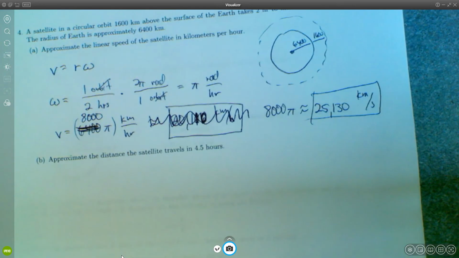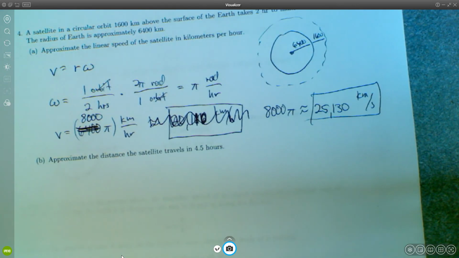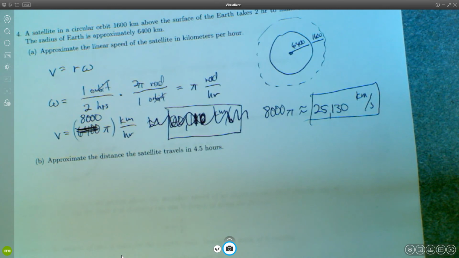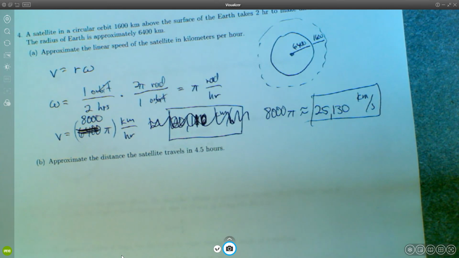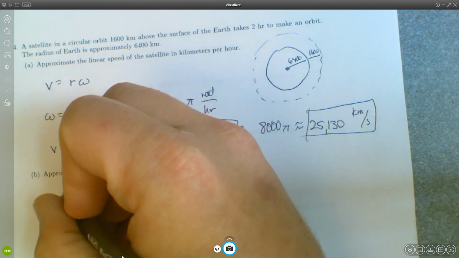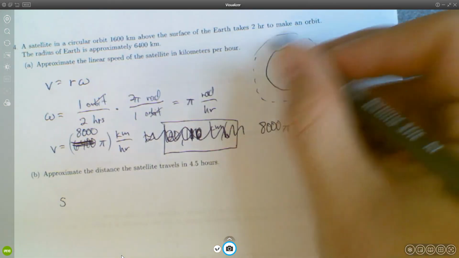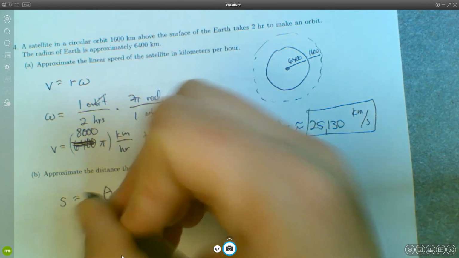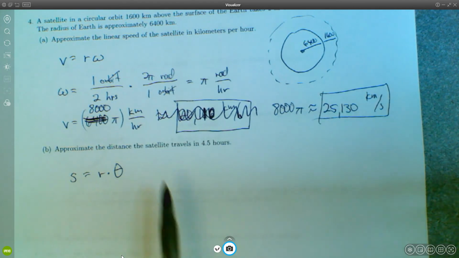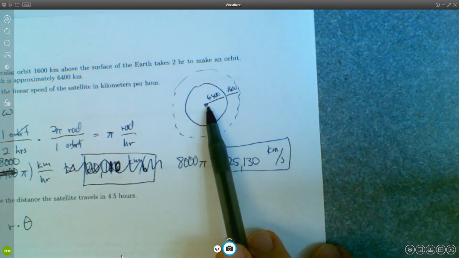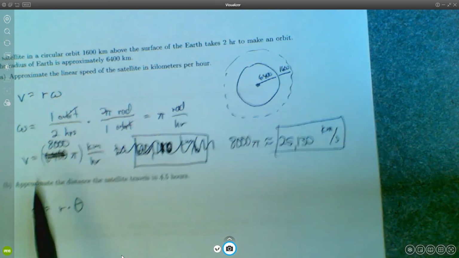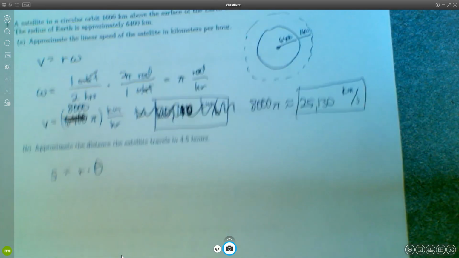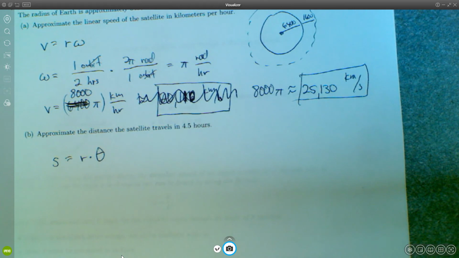Okay, so now part B. It says approximate the distance the satellite travels in 4.5 hours. Well, since it's traveling on a circular path, the distance is going to be an arc length s, and that's going to be r times theta. Now r, again, we already have. It's the 6,400 plus the 1,600, so r should be 8,000. But theta, well, we're going to have to figure out what theta is.